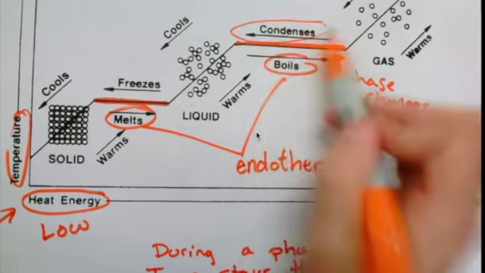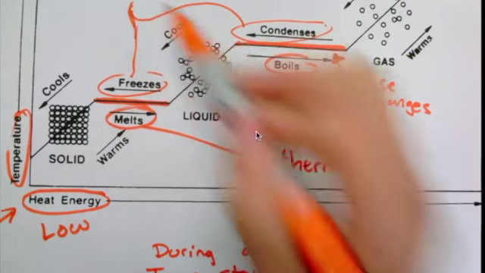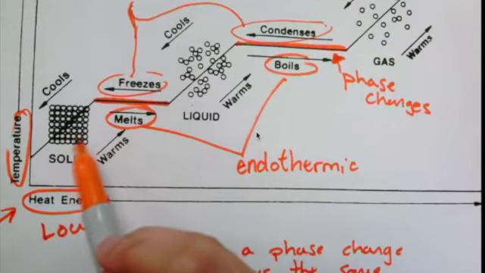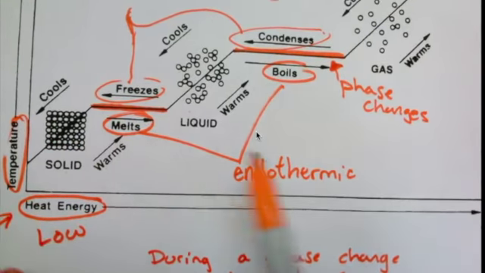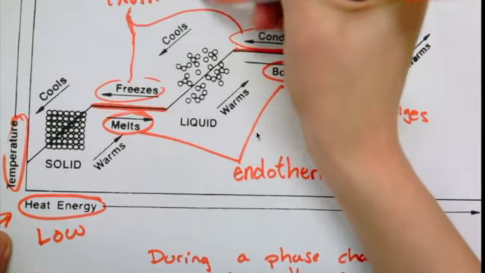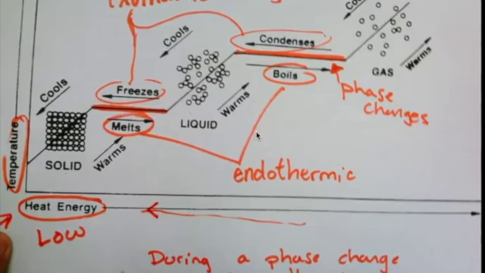Let's look at condensing and freezing. So during these phase changes, and this might seem counterintuitive because we know when we freeze something it becomes cold, and we typically associate cold with endothermic. What's happening is heat energy is being released from these atoms to somewhere else. So these are actually exothermic because I'm reducing the amount of heat I have. I'm releasing that heat.